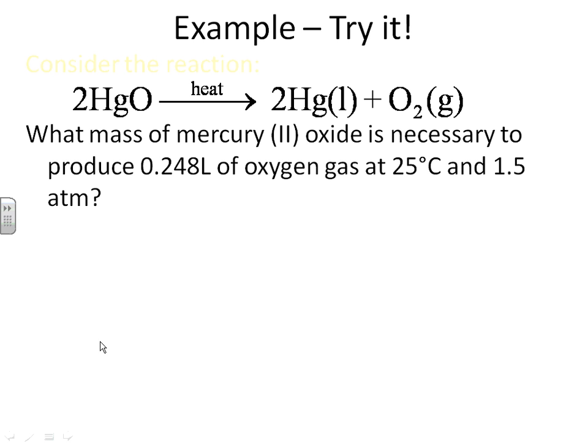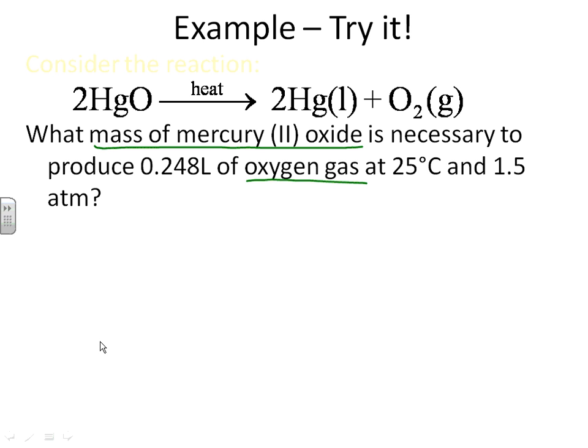All right, now we're going to walk through this. So this question, knowing where to start. What mass of mercury 2 oxide? That means that we end at the mercury 2 oxide, but we're not going to start there. We're going to start someplace else. Is necessary to produce 0.248 liters of oxygen gas at 25 degrees Celsius and 1.5 atmospheres. Oxygen gas. Look at all that information we have about the oxygen gas. We have volume, we have temperature, and we have pressure. We have lots of info about the oxygen gas, which means that's where we're going to start our calculations.